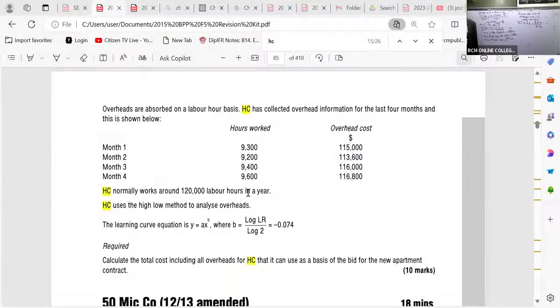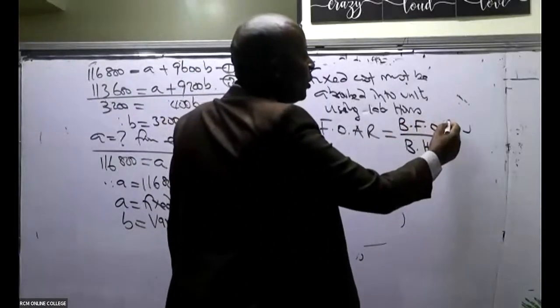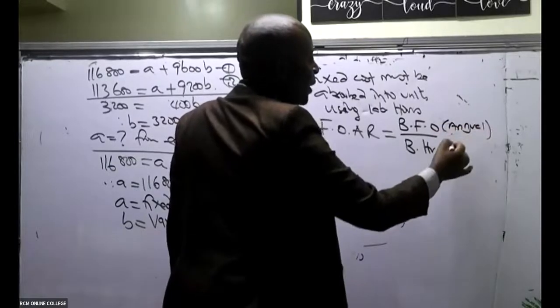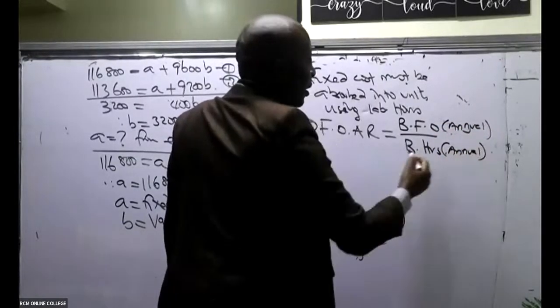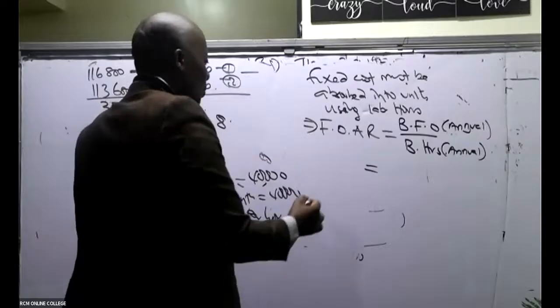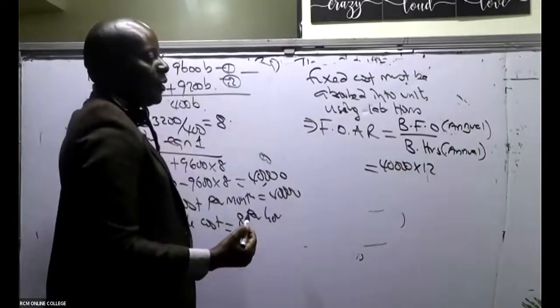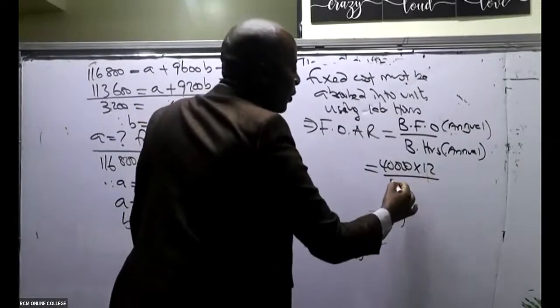You can see here, ladies and gentlemen, they have told us that HC normally works around 120,000 hours per year. Normally is the same as expected. So that means this will be budgeted fixed overheads per annum, because of course these are annual. The budgeted fixed overheads here is 40,000, but this is per month, so to annualize them, multiply by 12. And the budgeted hours they have given us is 120,000.